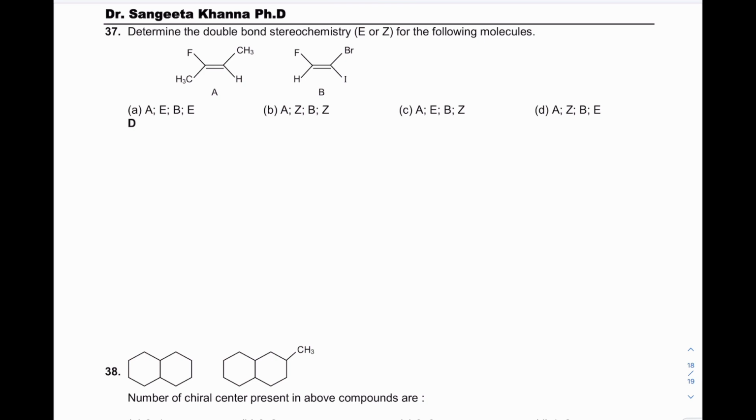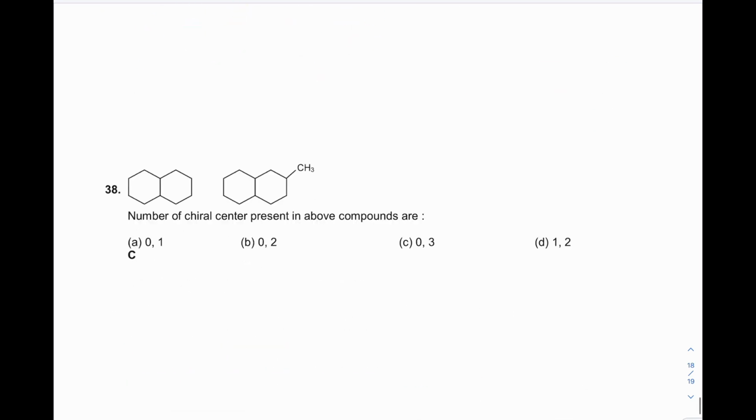You have to find E and Z naming for these two. At this carbon, fluorine is the heavier atom. At this carbon, methyl is the heavier atom. So the heavier atoms on the same side, it is Z. And the second one, this one is the heavier atom, iodine. It is E. So the answer is D. A is Z and B is E.